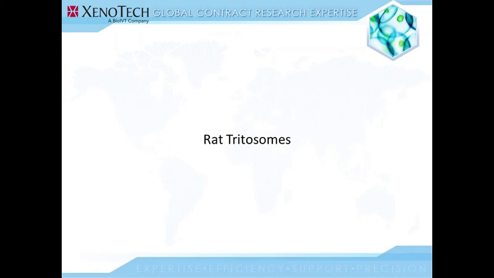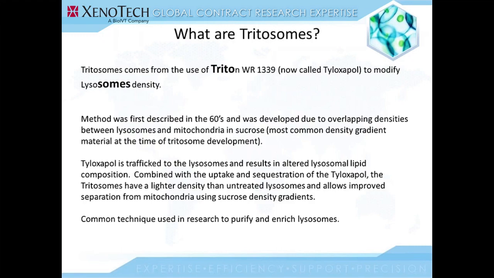With that little bit of background in mind, we just want to jump right into our rat tritosome product. The name tritosome comes from combining two words, basically Triton WR1339, which is now called tyloxapol. This is the reagent that we use to actually produce tritosomes. The second half of the word is obviously from lysosomes, because we are making modified lysosomes with Triton.